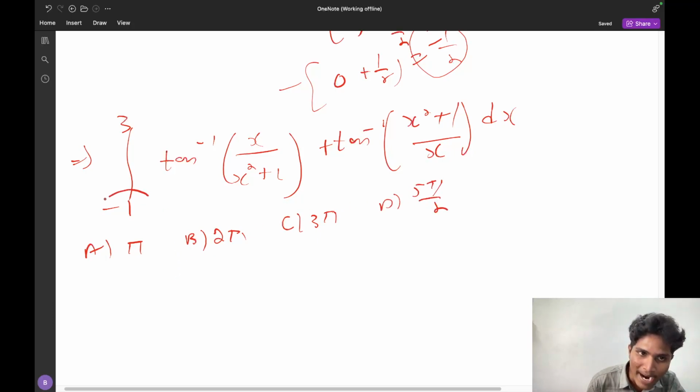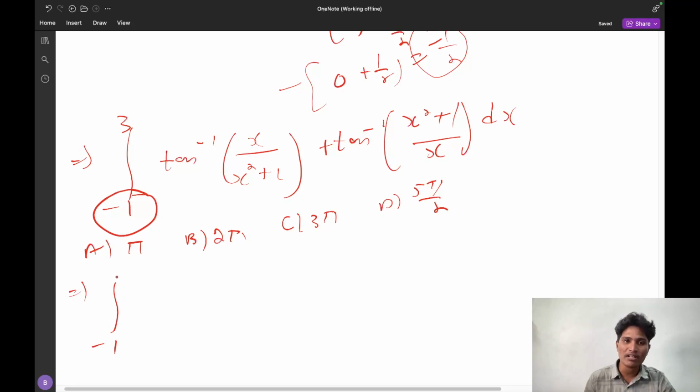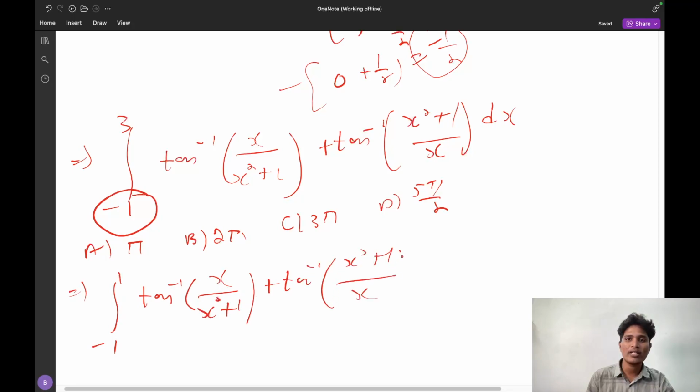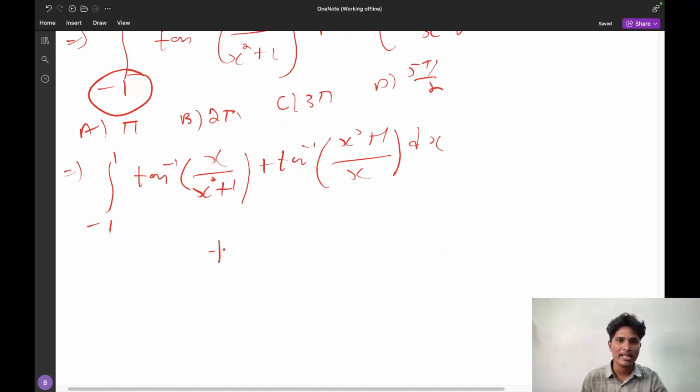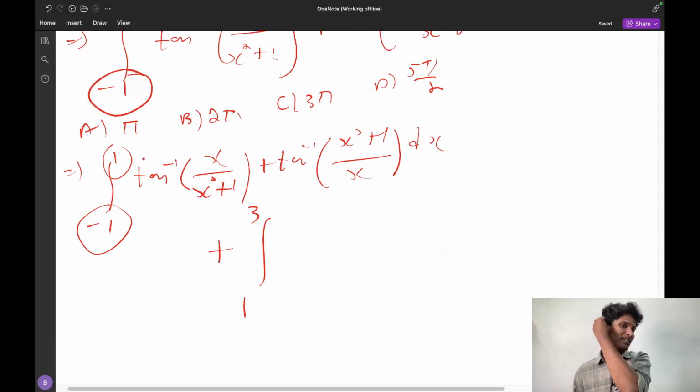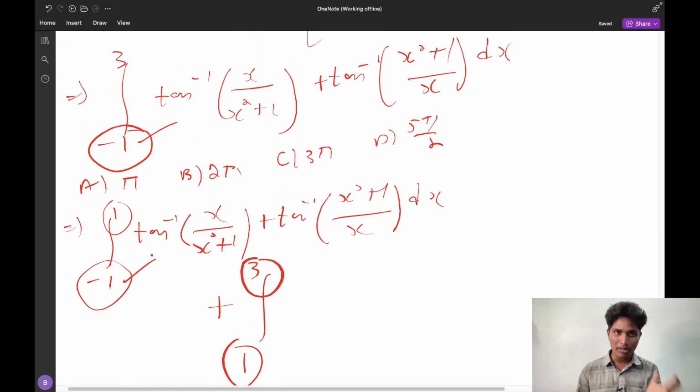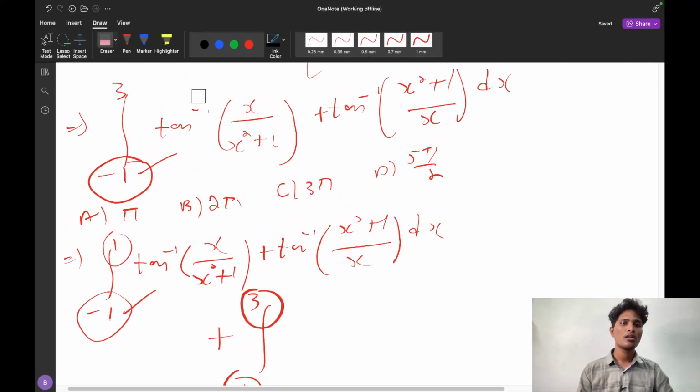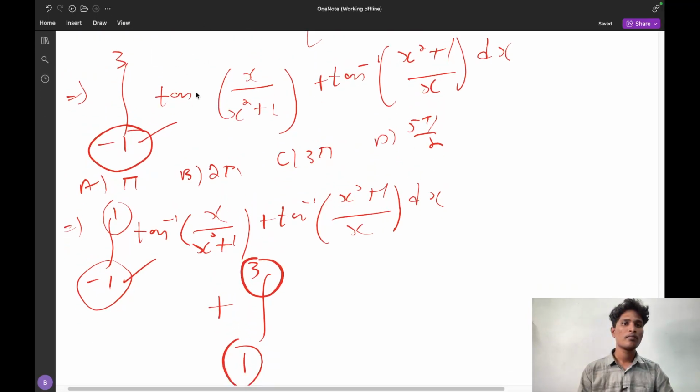If you observe carefully, it is the minus a to a property only, but they have changed the question. So I can split it as the integral from minus 1 to 1 of tan inverse of x divided by x square plus 1 plus tan inverse of (x square plus 1) divided by x, dx. This is one integral, and I will split another integral from 1 to 3, because here from minus 1 to 1, I keep the lower limit minus 1 and at the upper limit I have to substitute 3.